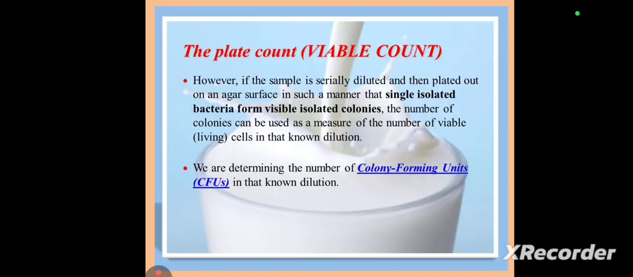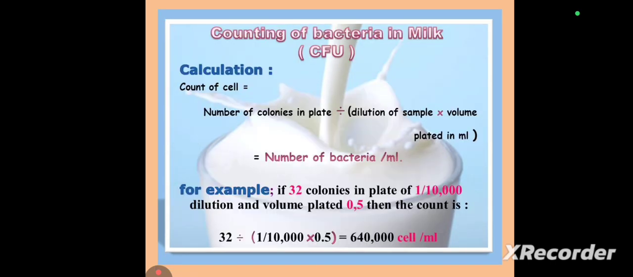Next to the direct microscopic count is the plate count. Here single isolated bacteria can be seen as isolated colonies. It helps determine the number of colony forming units, that is CFU. The calculation for CFU is the number of colonies in the plate divided by the dilution of the sample times the volume plated, which equals the number of bacteria per ml. This is the calculation used for the count of cells.